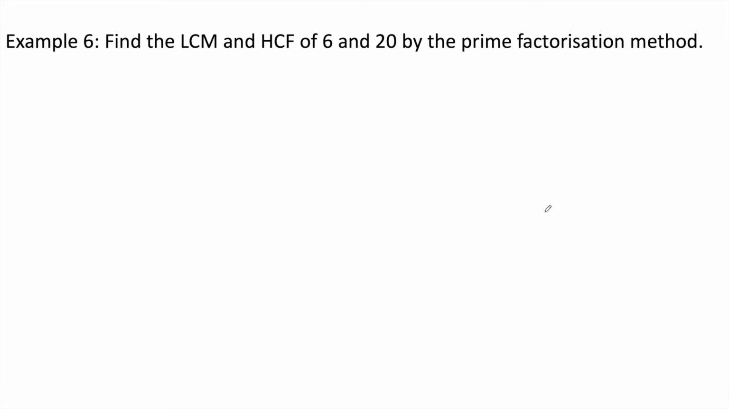Find the LCM and HCF of 6 and 20 by the prime factorization method. This is the first question. So first we will find the LCM of 6 and 20. For 6, what are the prime factors? 2 and 3. For 20, we can write 2 square into 5. If you have any doubt, you can use the ladder method to find the prime factors.